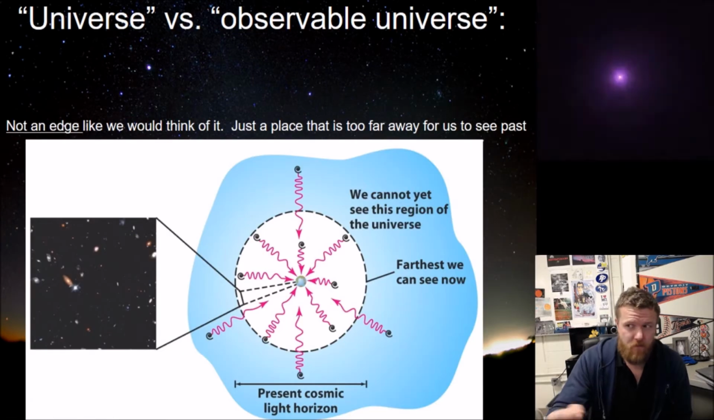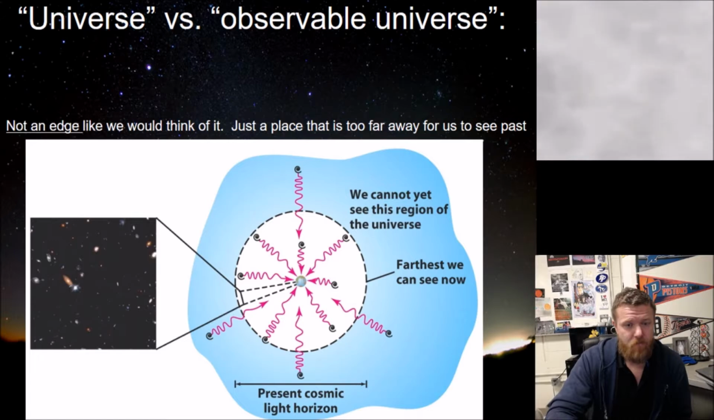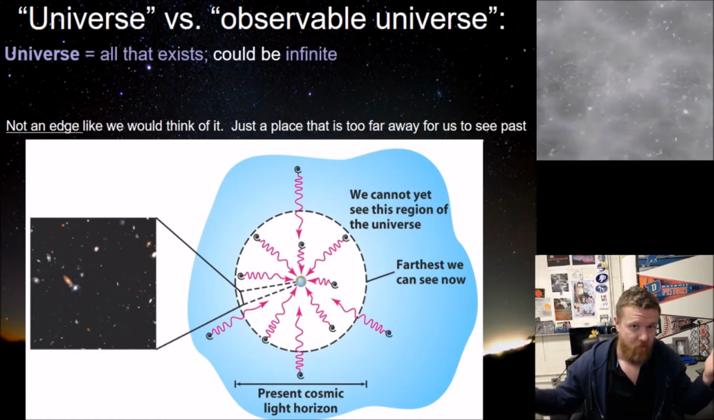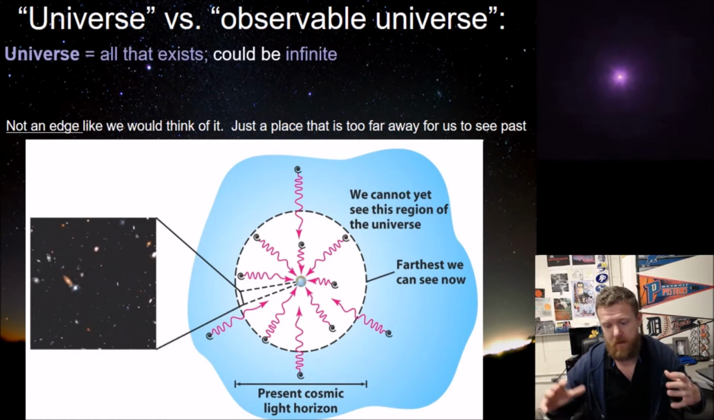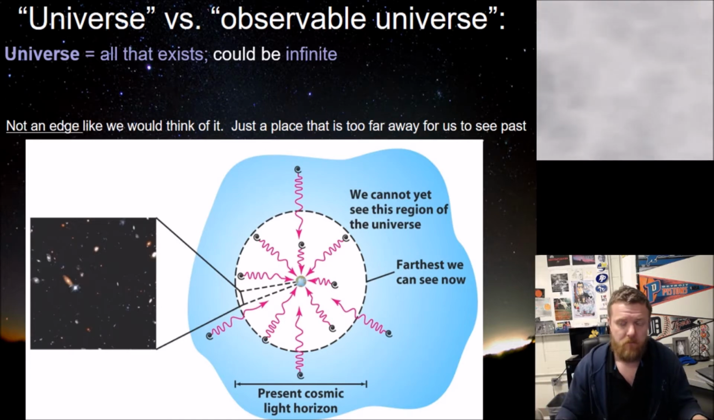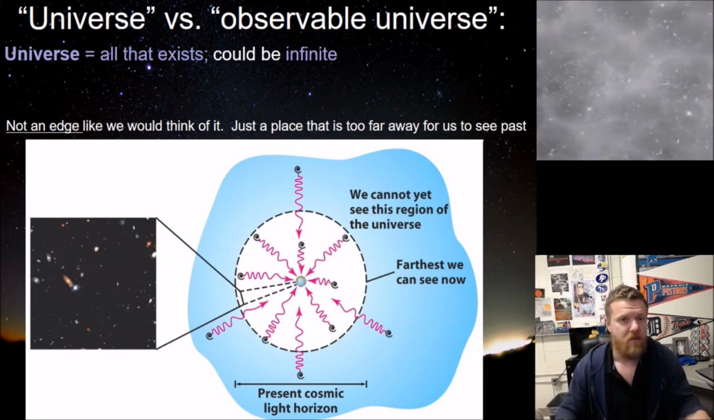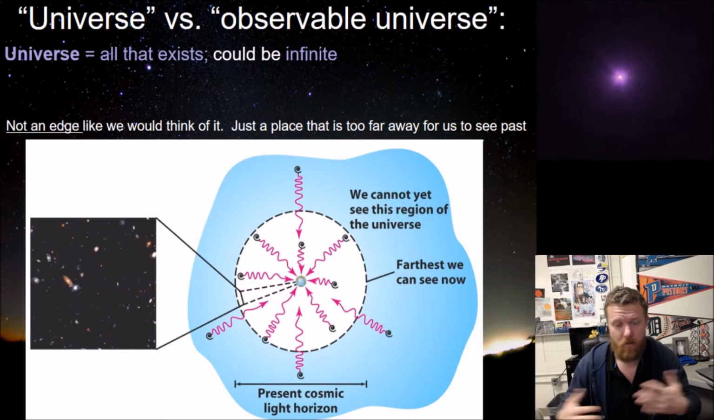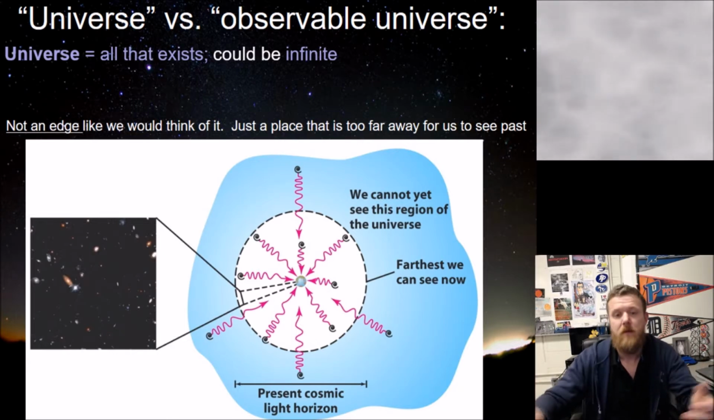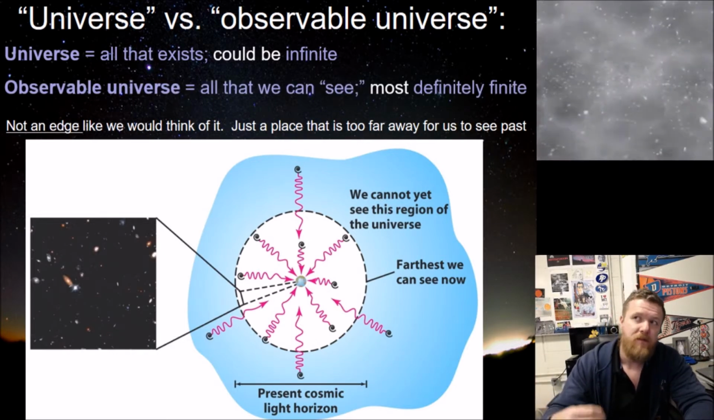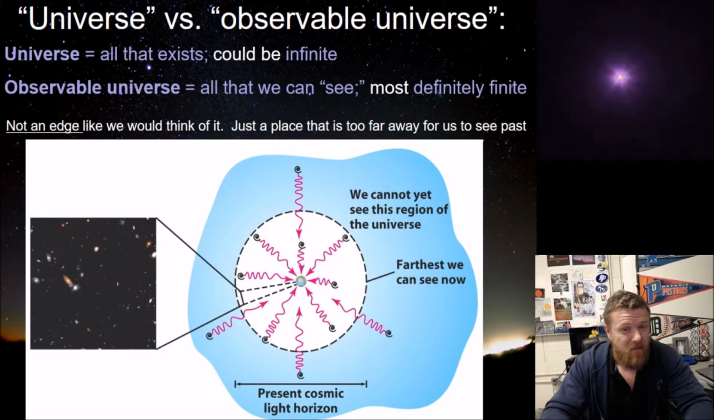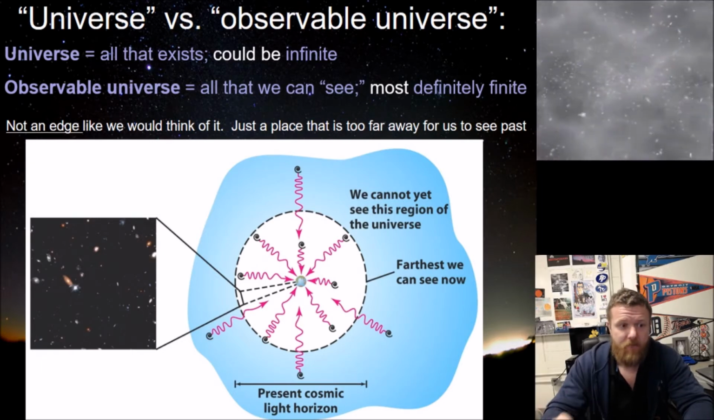The universe versus the observable universe. So the universe, that's easy. It's just everything. It could be infinite. It's every possible thing that exists. It's every single planet. It's every single alien. It's every single galaxy. It's every black hole. It's just every single thing. That was easy. The observable universe is everything that we can see. And that is definitely finite.